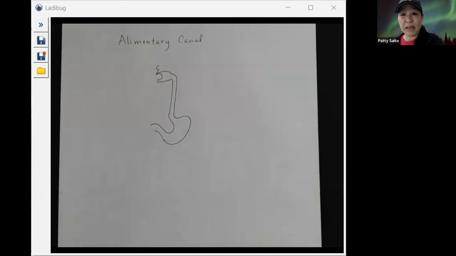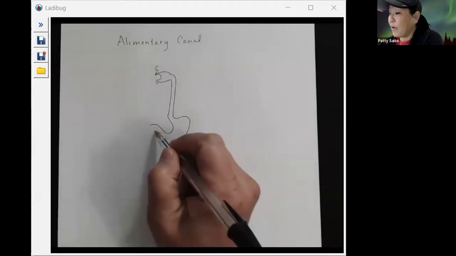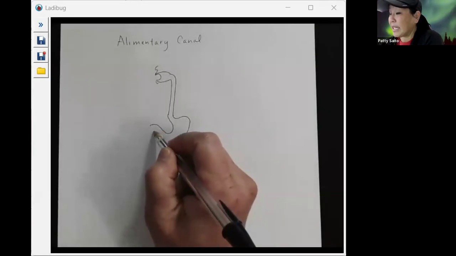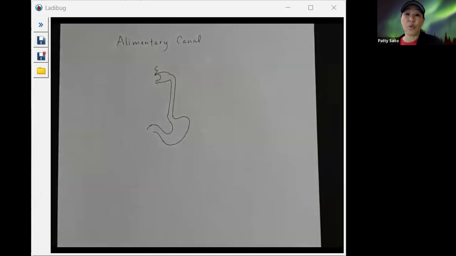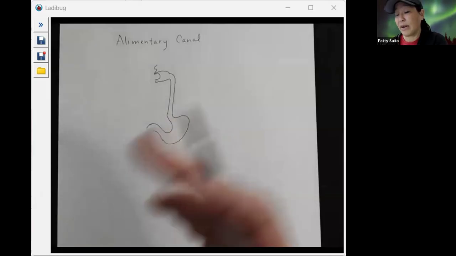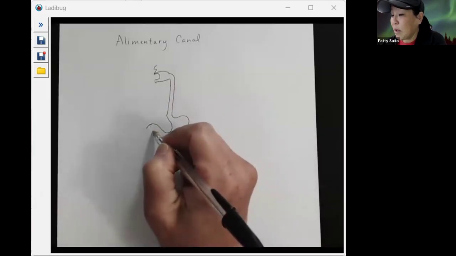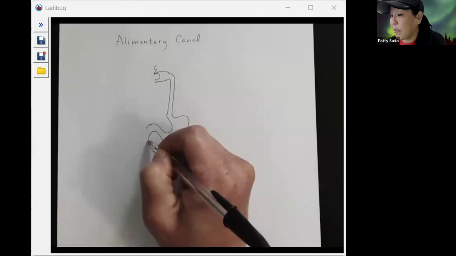I hope you draw along with me, right? There's something that happens as you draw it. It helps to solidify in your memory, right? All right, then from here, we have the small intestine. Now, the small intestine is about 20 feet of that, 20 feet of the alimentary canal. So it's the majority of that. So we have to break it up into different parts. The small intestine is made up of 3 parts.